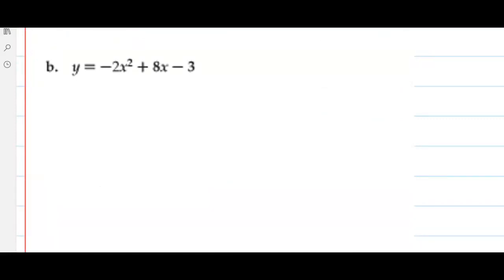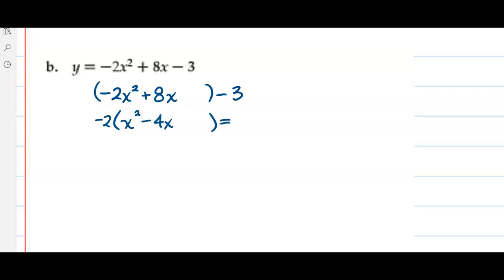Again, I need to sort them. Terms that have variables and terms that do not have variables outside the parentheses. But I can't complete the square when my leading coefficient is not 1, so I'm going to factor that out. And you can check to make sure we did that correctly by distributing. Negative 2 times x squared is negative 2x squared. Negative 2 times negative 4x is positive 8x.